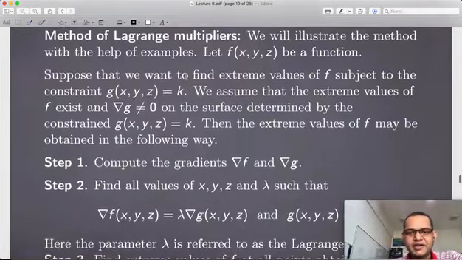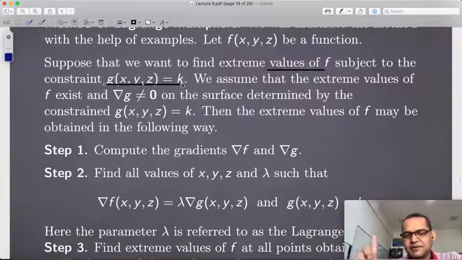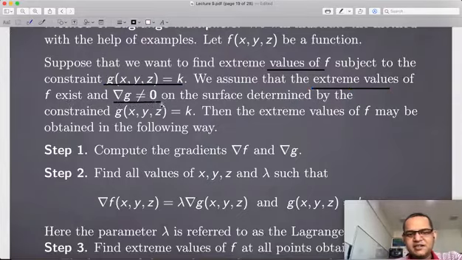All right. So let us assume that we want to find extreme values of a given function subject to this constraint. Now I am talking about 3 variables, because I just explained things for 2 variables, and let us now write it for 3 variables. We need to assume, as I said, that the extreme values exist, and the gradient is non-zero. If it is 0, then we don't do anything, because we will not get any constraint equation.